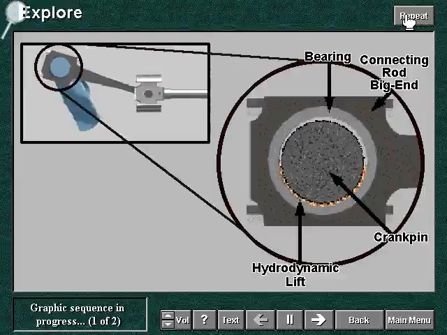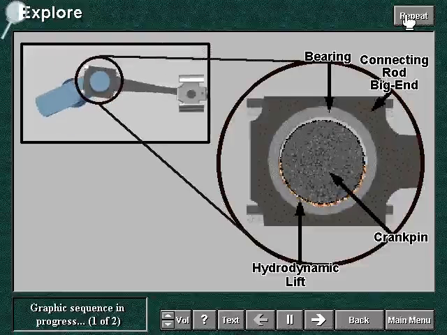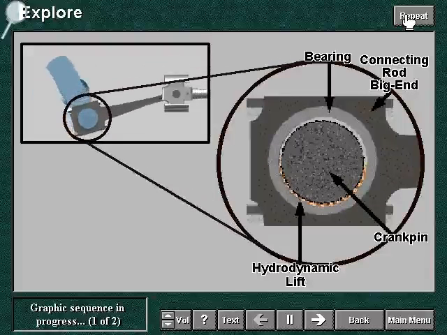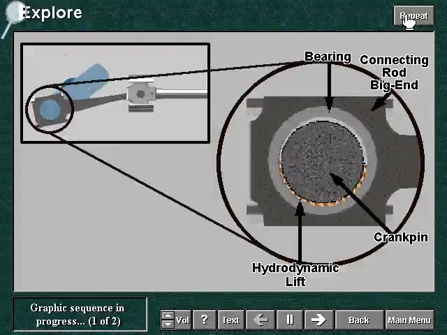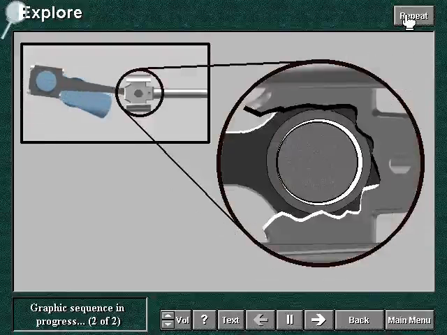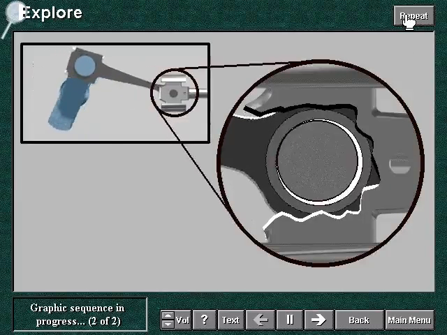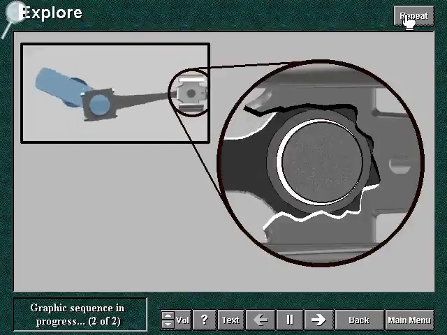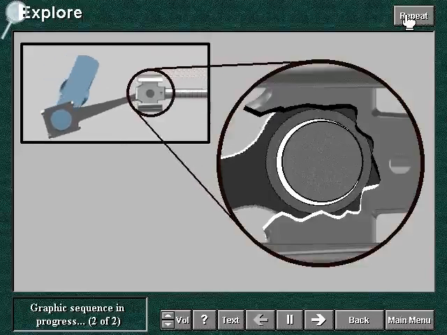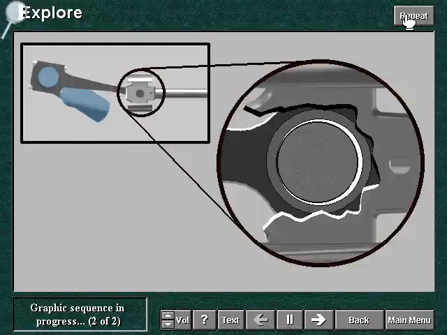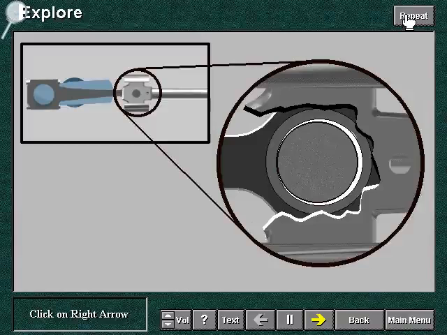In main and big end bearings, the pin always makes a complete revolution. This allows hydrodynamic lift to take place. In small end bearings, however, the crosshead pin only makes oscillations. The lack of complete rotation makes the conditions less favorable for hydrodynamic lift.